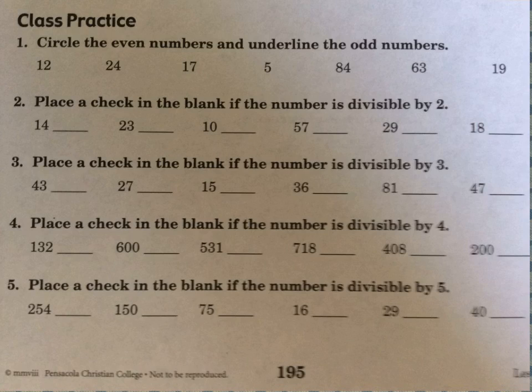The next one, 57, ends in a 7, so that's not divisible by 2. We won't put a check there. The next one, 29, ends in a 9, and so it's not divisible by 2. We won't put a check there. And the last one, 18, ends in an 8, and that's one of our numbers, so we will put a check there.